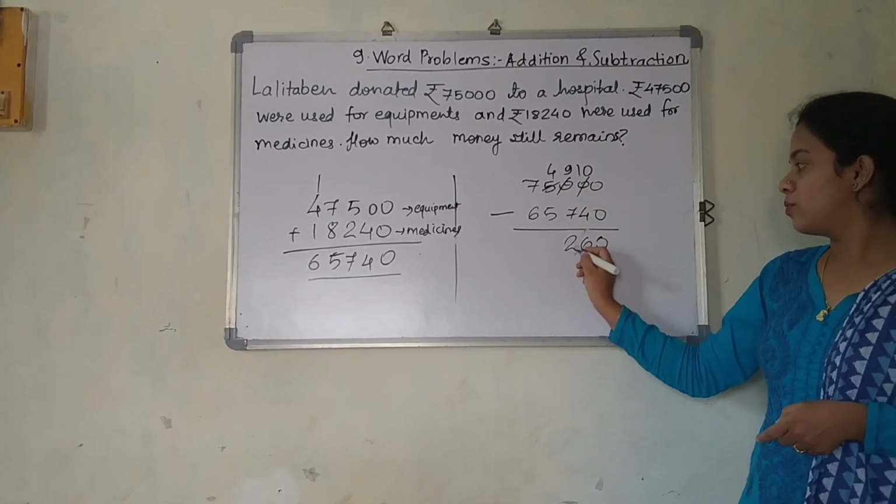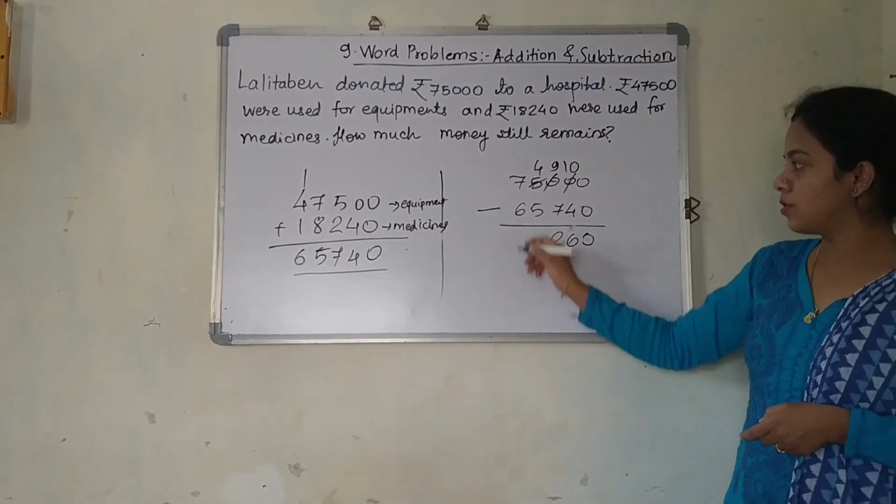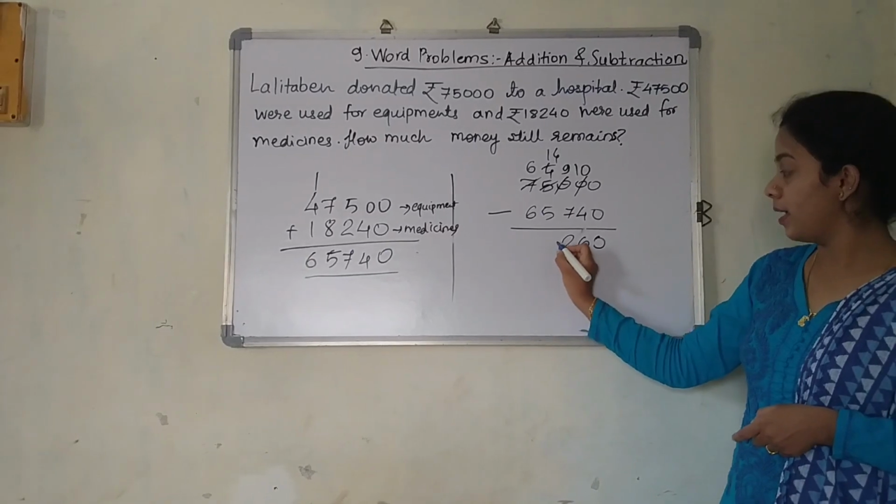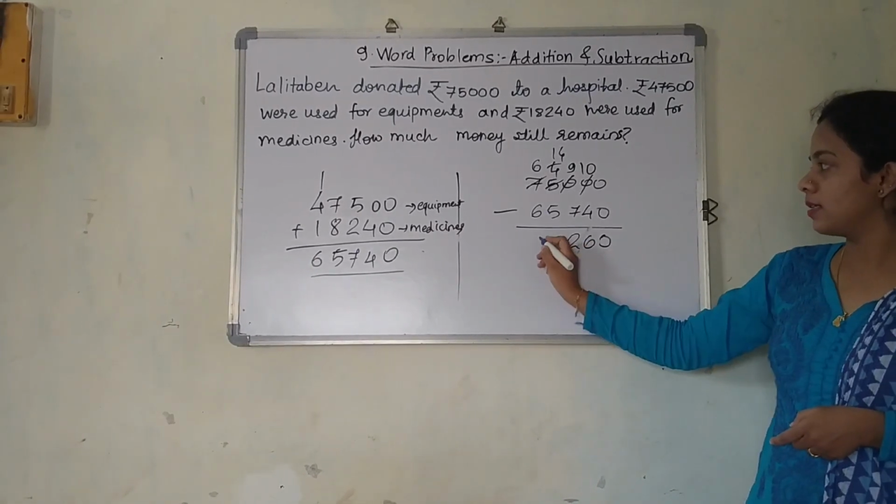9 minus 7 is 2. 4 minus 5 is not possible. So what will I do? I will make this 6 and this 14. 14 minus 5 is 9 and 6 minus 6 is 0.